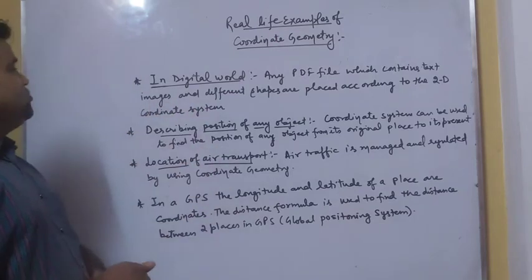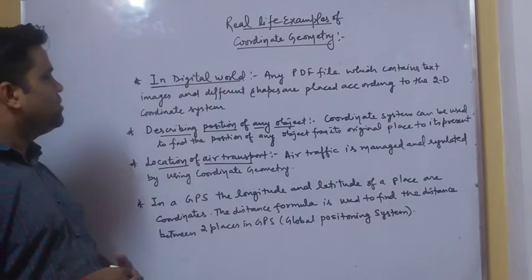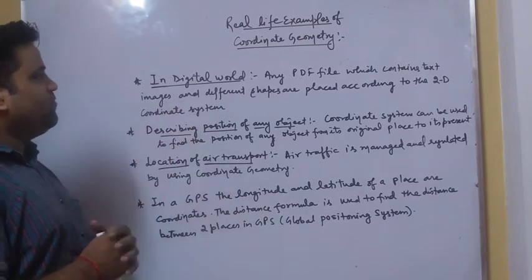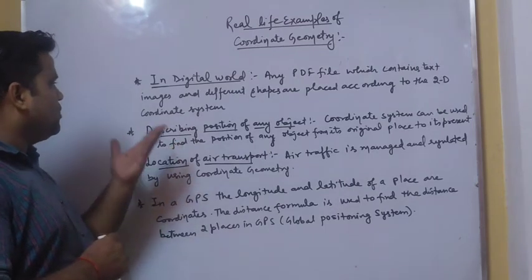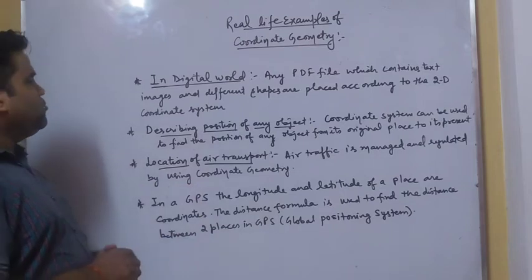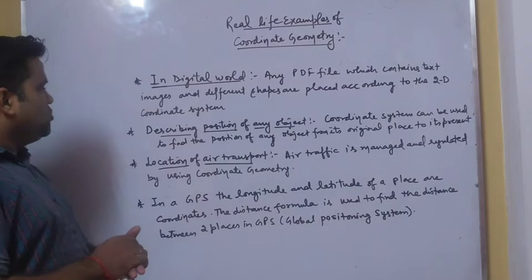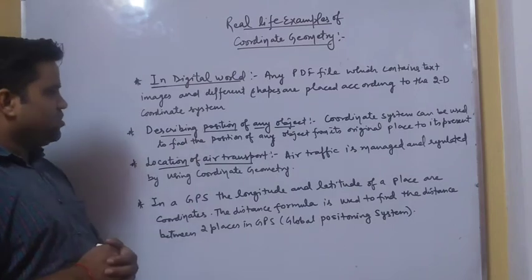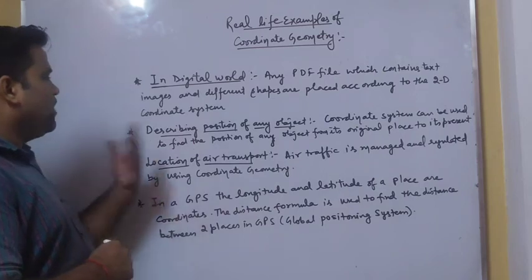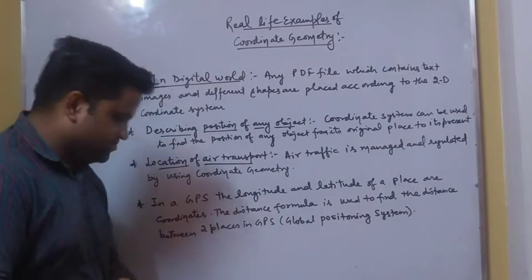Coordinate geometry is used in the digital world. As we have mobiles, computers, and laptops, we have PDF files, text messages, images, or different shapes. All are placed according to the use of the coordinate system. It is also used in describing the position of any object, meaning that if we use the coordinate system, we can find the position of any object from its original place to its present position.